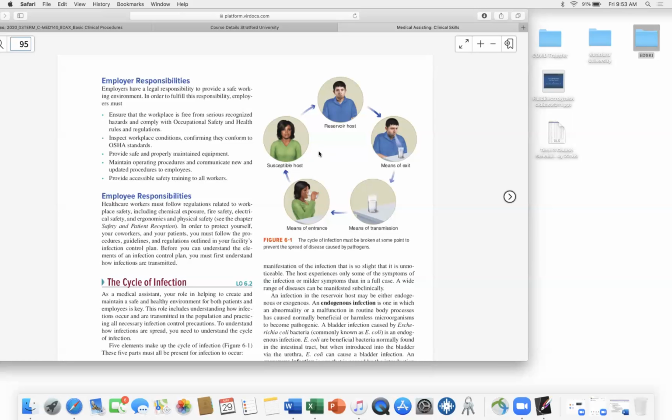So, the susceptible host. You also may have seen reports. I've seen reports, but the current rate, according to the CDC, is 79%.